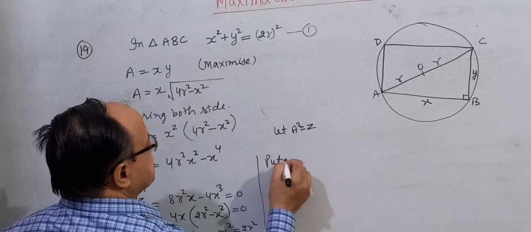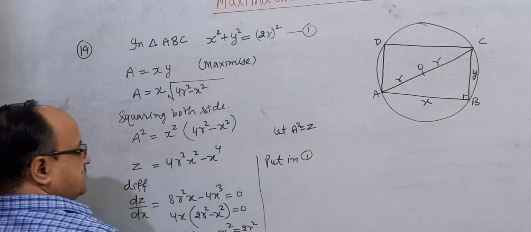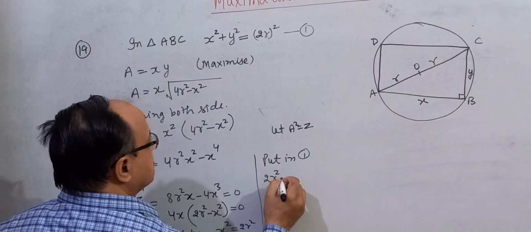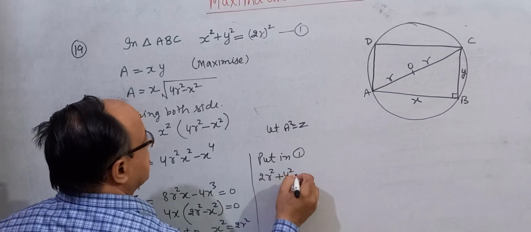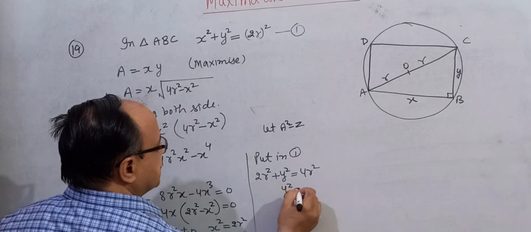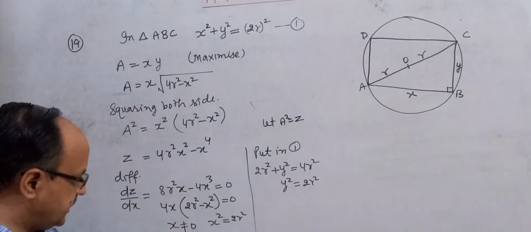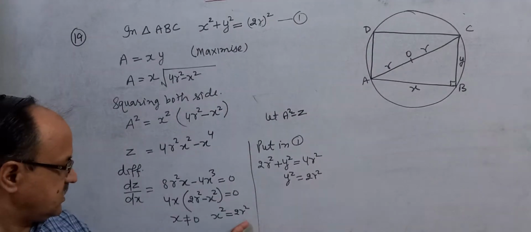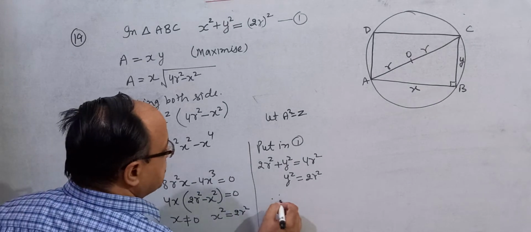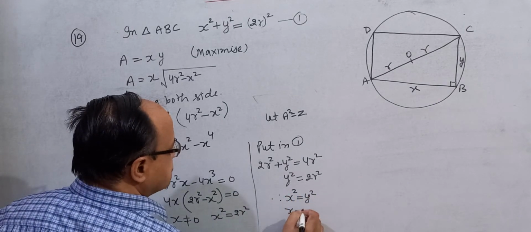Put this value in the first equation. X square is equal to 2r square, put here: 2r square plus y square is equal to 4r square. Y square is equal to 2r square. You know that x square is equal to 2r square and y square is equal to 2r square. Therefore you can say x square is equal to y square, x is equal to y.